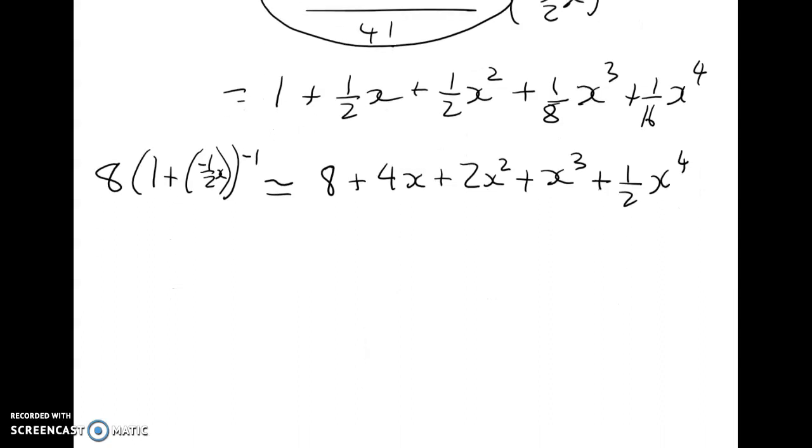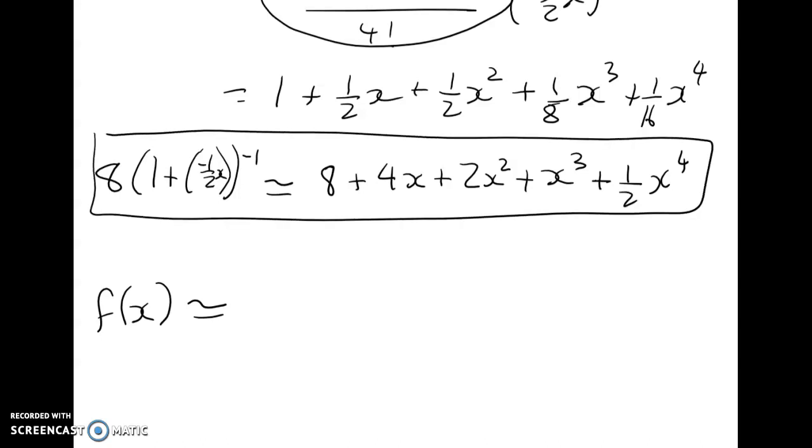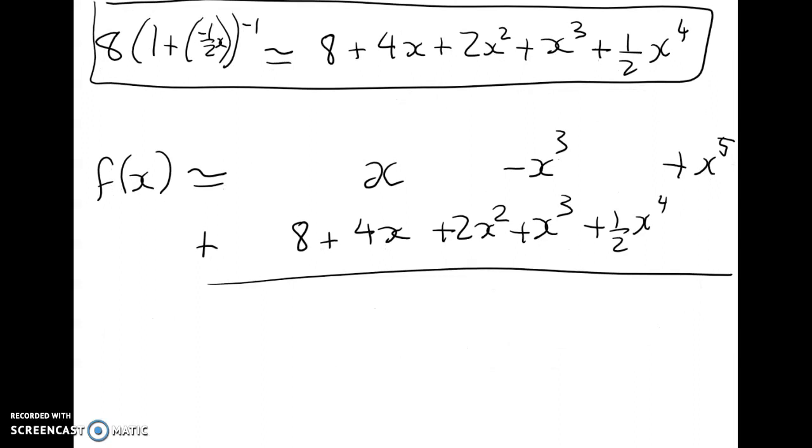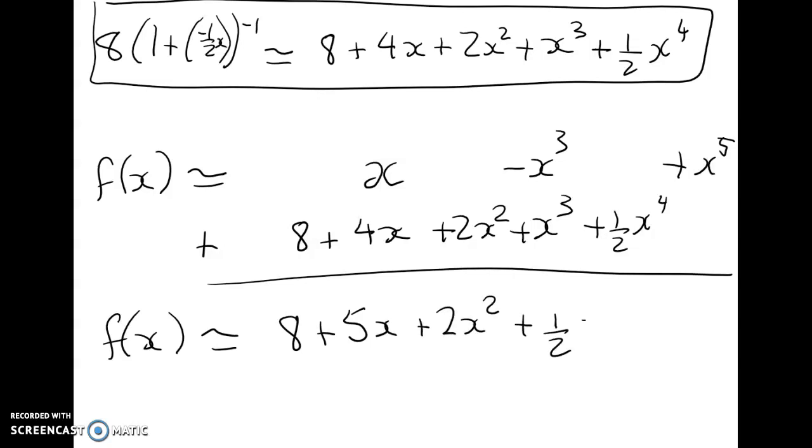Now we have to put them back together and we get this. f of x is roughly the same as, so what did I have from my first one? Well, I had x minus x cubed, and then over here I had plus x to the power of 5. I'm leaving those gaps because I'm going to put it into columns. So it's plus 8 plus 4x plus 2x squared plus x cubed plus 1/2 x to the power of 4. And so when I add that up, I get f of x is roughly equal to 8 plus 5x plus 2x squared plus 1/2 x to the power of 4, and I forget about the terms above that.